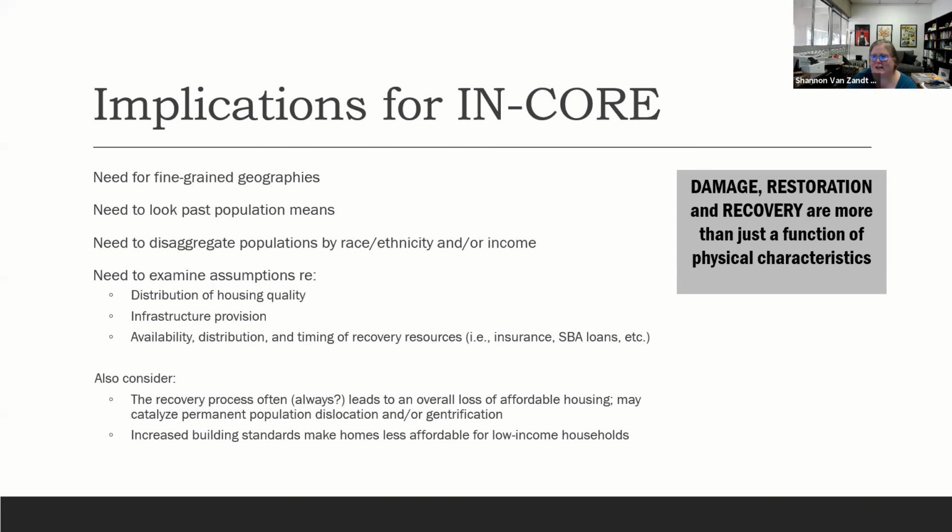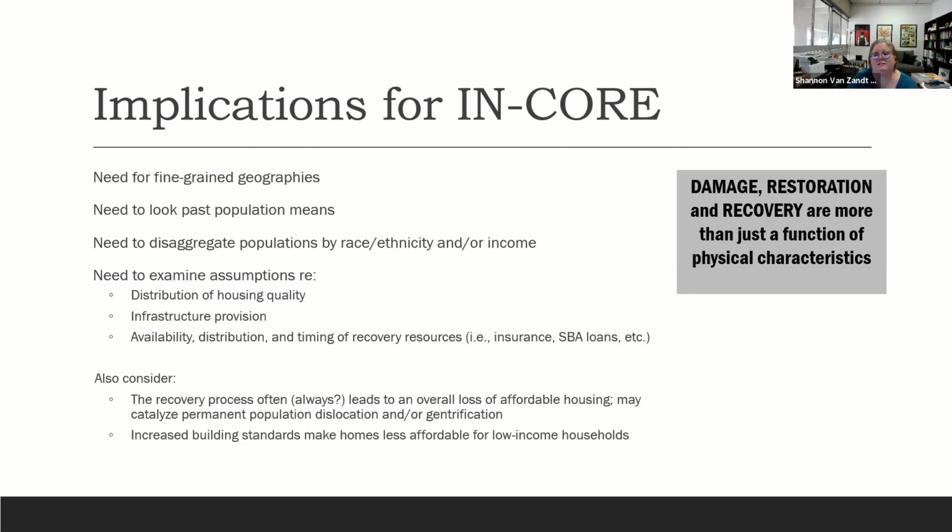And I know the social scientists, we really press on this, but we need to look at the fine-grained geographies. We need to look past the population means, because the means for each race ethnicity group are going to be quite different. And just pursuing the mean of the entire population will mean that those that are in a different part of the distribution are going to be treated differently. And it's not going to be random. It's going to be very specific and biased. We need to disaggregate populations so that we can see what's happening to each one of them.